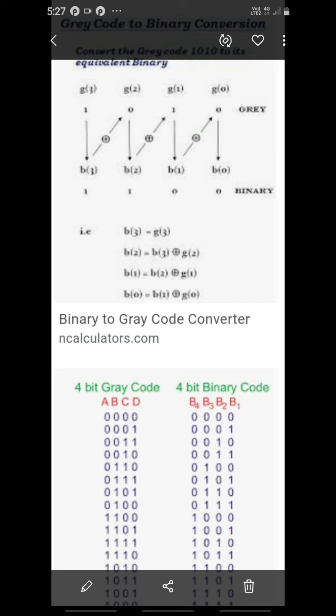And next take 0100. Here the MSB is taken as is, 0, and this is combined with the next bit: 0 plus 1 is 1, 1 plus 0 is 1, and 1 plus 0 is 1. So 0110 is the answer.